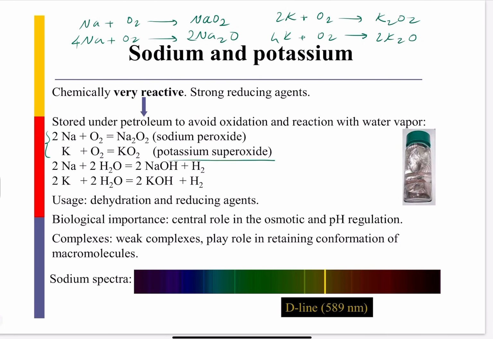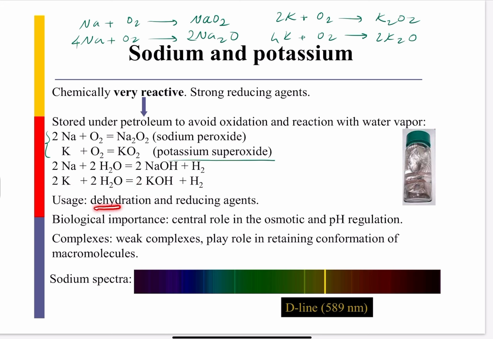As you see here, we keep it in the oil. As you see here, reaction with water. Sodium can directly react with water. Sodium with water can produce sodium hydroxide and hydrogen gas. This hydrogen gas we can collect as hydrogen gas. Or with potassium also we can produce a strong base and hydrogen gas.